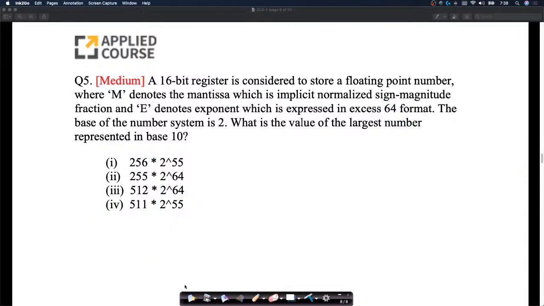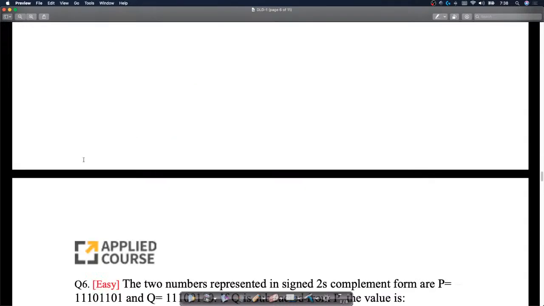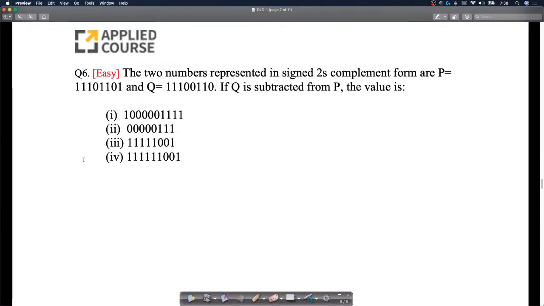But again, for most questions, please draw the diagrams. That will help you enormously. Okay, so let's go to the next question now. This is an easy question. Just be careful here. While this is easy, it's very easy to make a silly mistake also here.